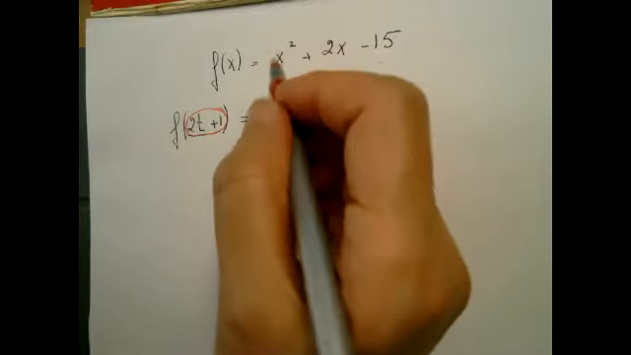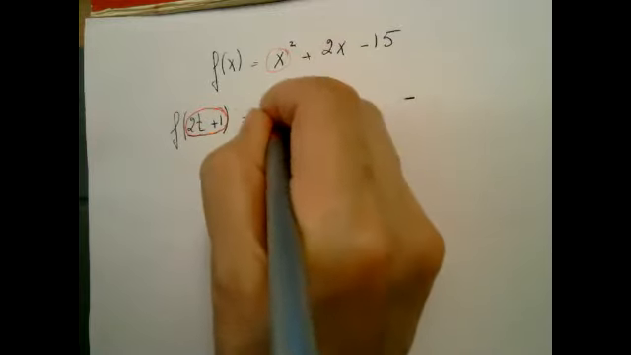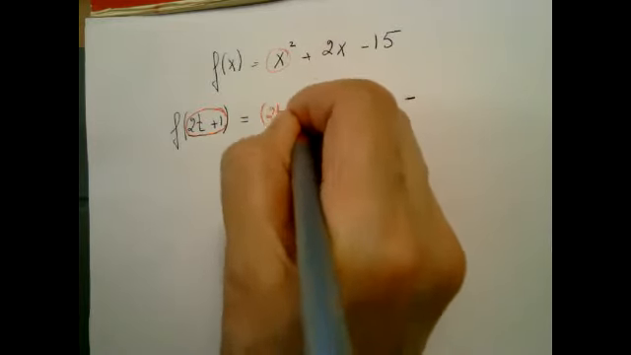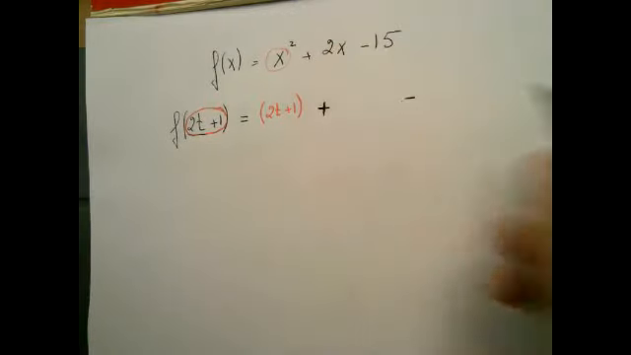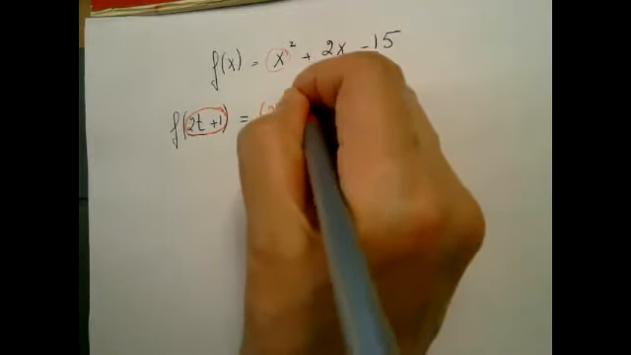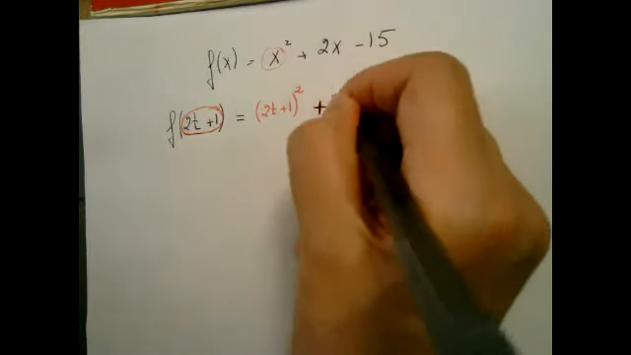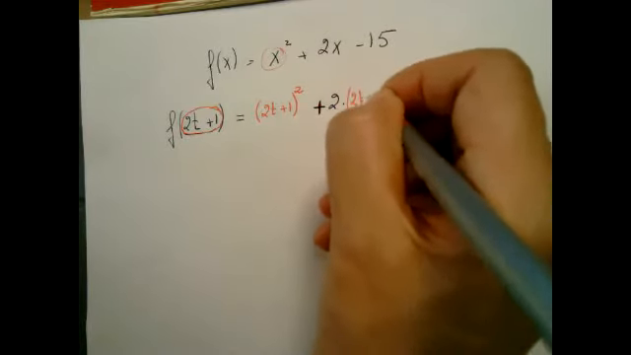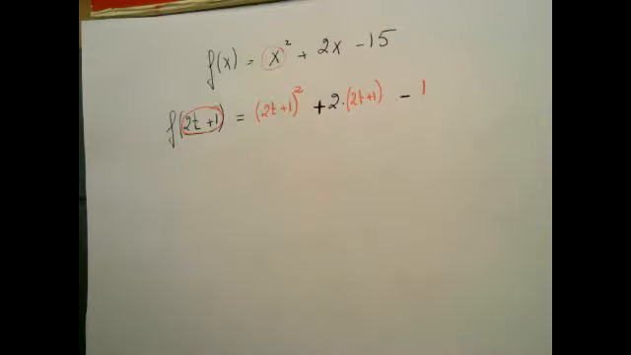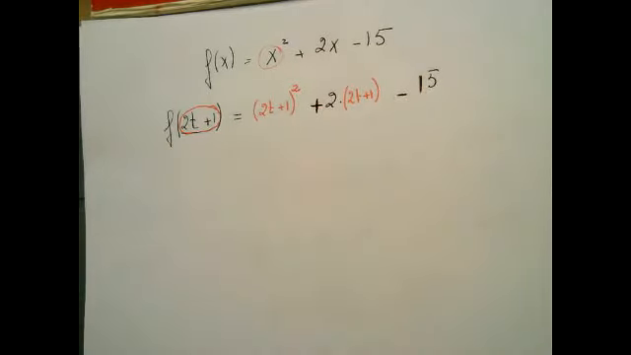Okay. x is 2t plus 1. Everywhere there is x, it's 2t plus 1 squared plus 2 times 2t plus 1 minus 50. So that's the setup, okay? Now we're going to do the math together, all right?